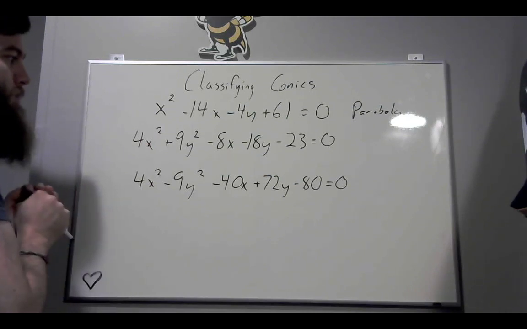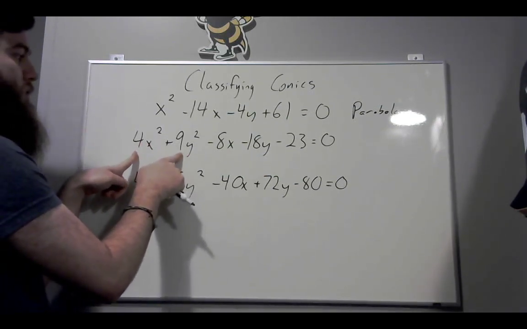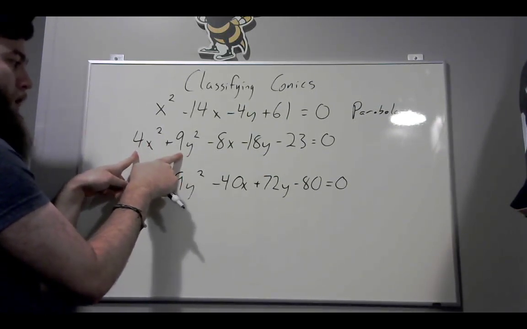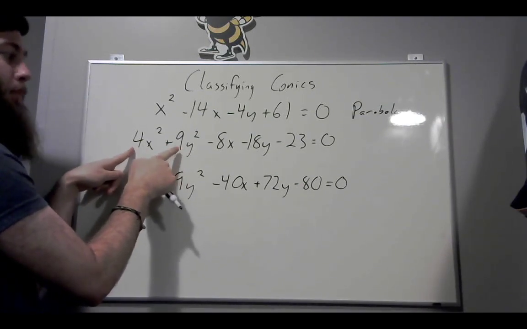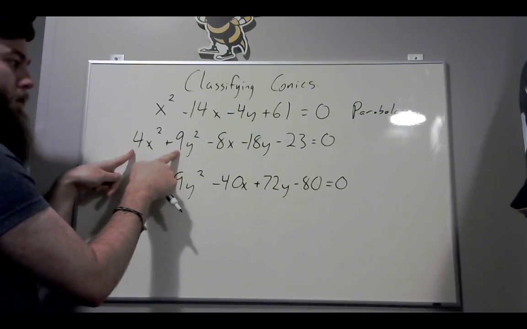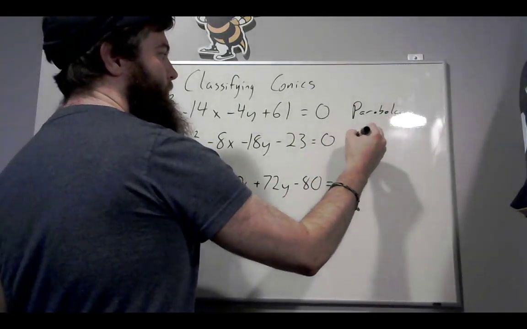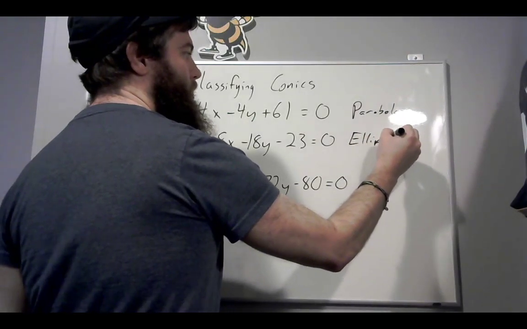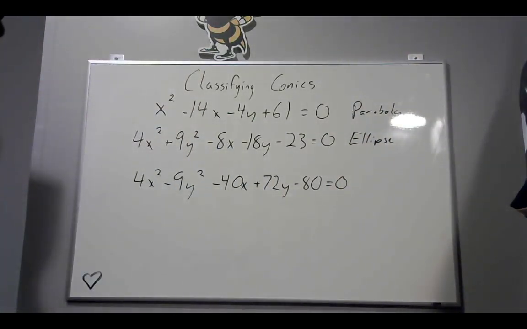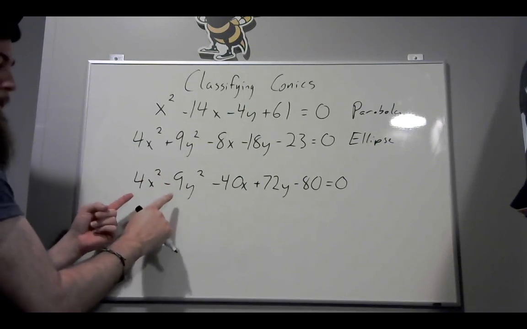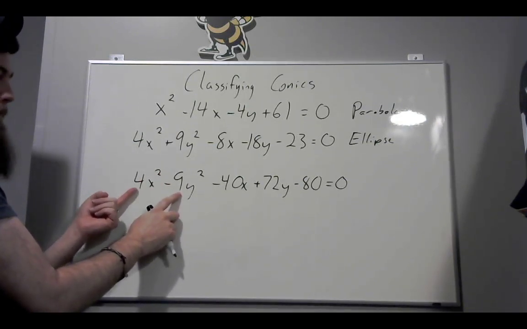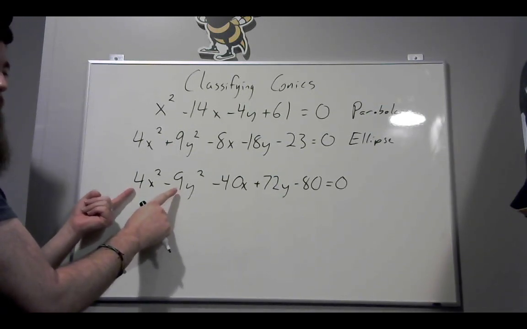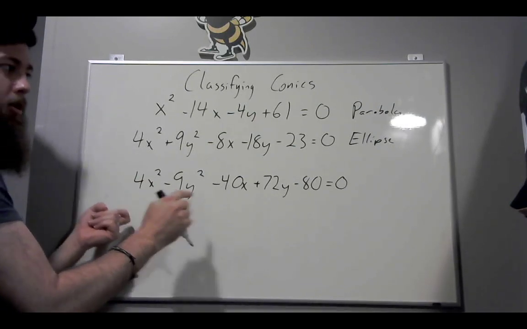So looking at the next one, again, we're focusing on these two squared terms, this x squared and this y squared. Since the coefficients are both positive values, this is going to be an ellipse. So looking at this next example, again, looking at the coefficients of my squared terms, I have one positive 4 and one negative 9. So since I have one positive and one negative, this is going to be my hyperbola.